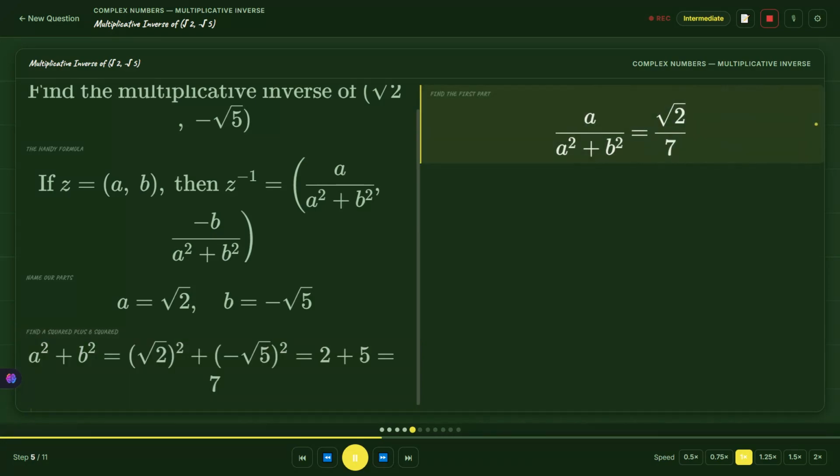Now let's find the first part of our answer. We take a, which is root 2, and divide it by 7. That gives us root 2 over 7.